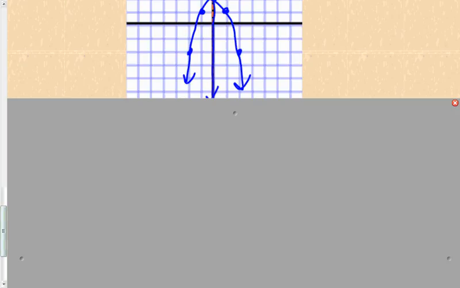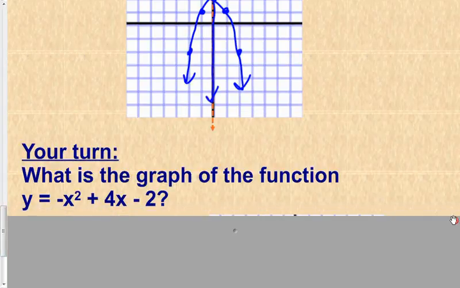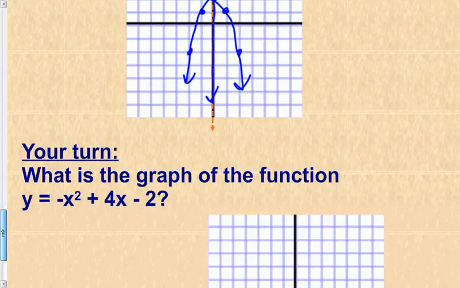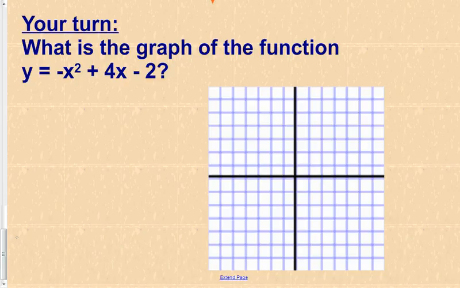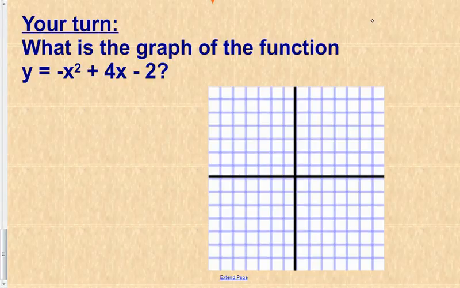All right? So I'd like you to try it. We actually have a b value now. So find a graph or make a graph on your notes. What is the graph of the function y equals negative x squared plus 4x minus 2? So why don't you pause it and try it, and I'll show my work, then you can unpause it and check it.